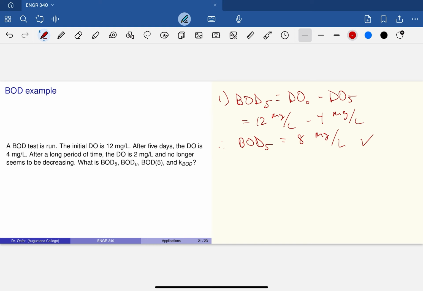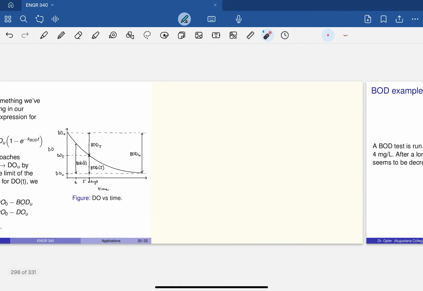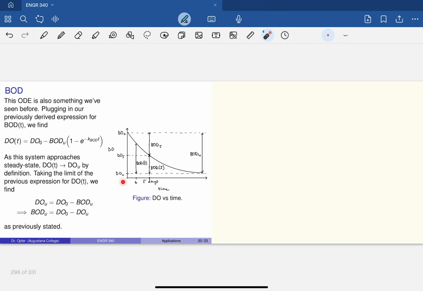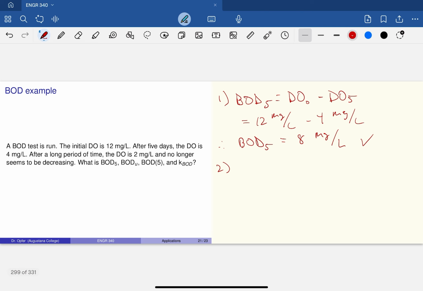Okay, step 1 done. Now in order to do BOD ultimate, BODU, we need to know what DO ultimate is. So here's the quantity we're looking for now. We know that BODU is going to be equal to the initial dissolved oxygen minus the steady state dissolved oxygen, or DOU, or DO ultimate.